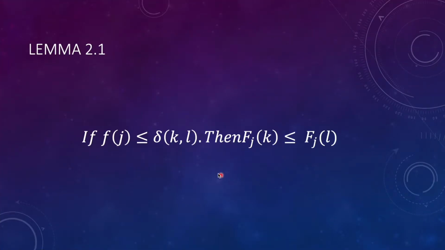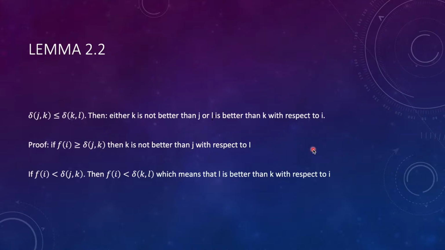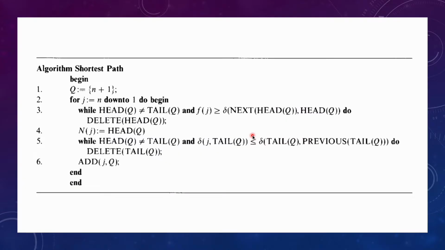We need to first understand 2 lemmas. The first one states that if we pass a threshold, then it is better to use the vertex k than the vertex L as the next step. The second one compares 2 thresholds, and based on this, it also states which one is better to use or not to use. Now, our algorithm is going to be supported by 2 helping arrays: Q, which will be used to help calculate the optimal values, and N, where the optimal values are going to be stored.